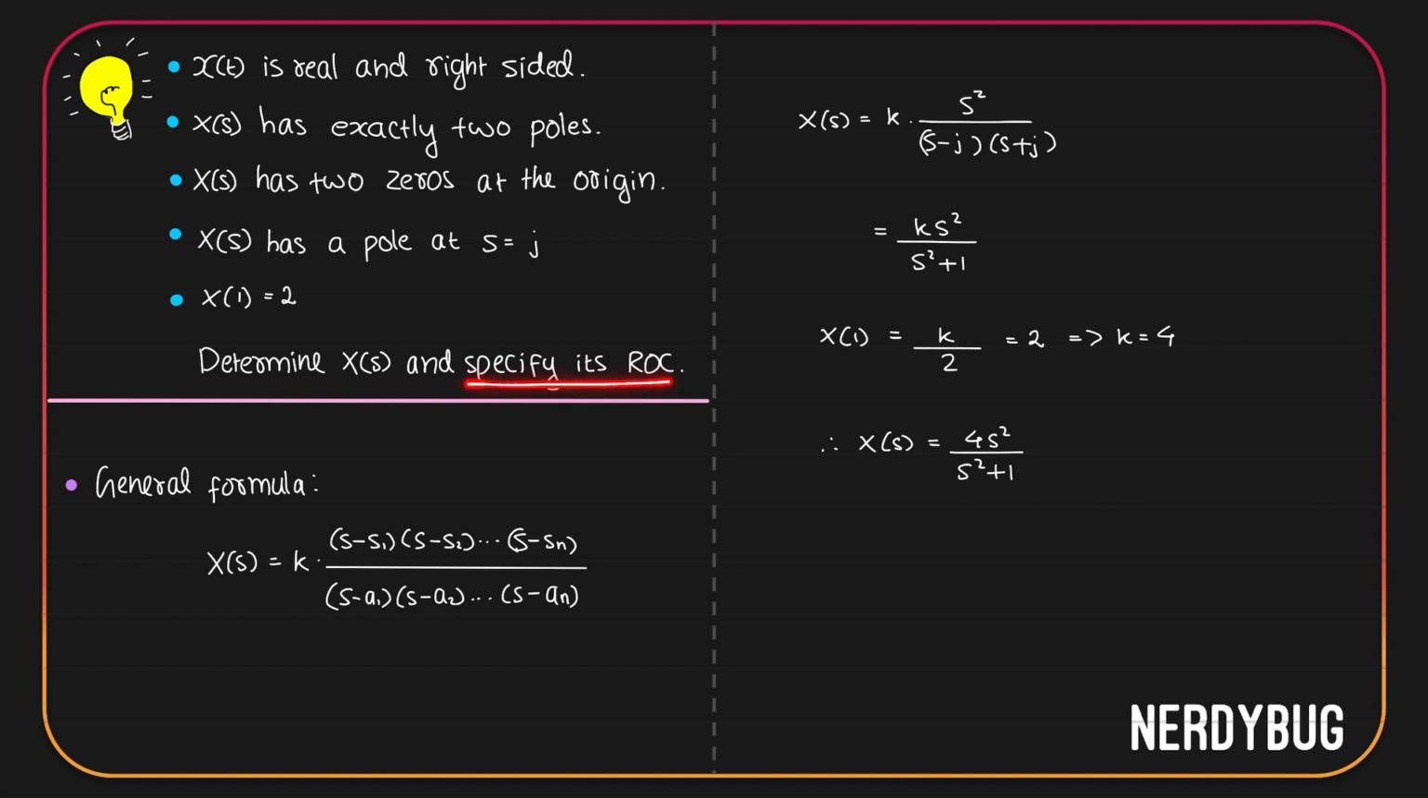Now we also need to specify the ROC. For that, let us look at the signal. X of t is right-sided. So its ROC has to be towards the right of the rightmost pole. Here our poles are plus j and minus j. Plus j is 0 plus j, minus j is 0 minus j. The real part in both of them is 0. And ROC only depends on the real part. Since x of t is right-sided, we can write sigma has to be greater than the real part of the pole, that is 0.